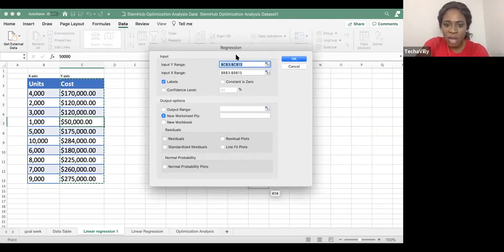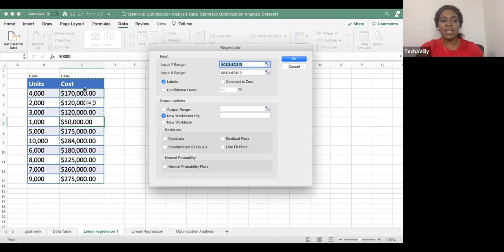And in this box, you have all these options. So remember I said the Y variable is the one that does not change. The Y variable is the dependent variable. It doesn't change. But the X variable changes, it is the independent variable. So we are going to input the data in this box right here. So the Y variable is the cost.